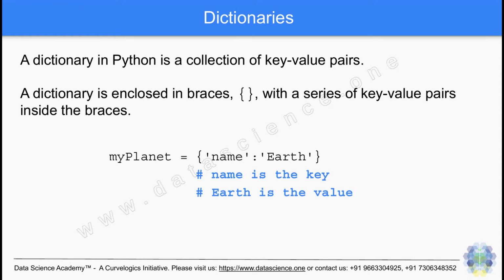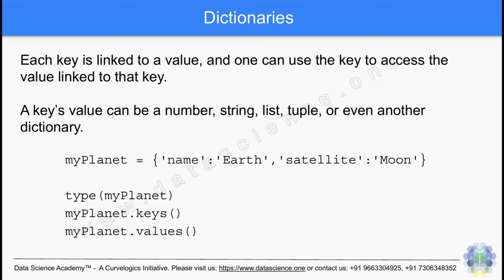A dictionary in Python is a collection of key-value pairs. A dictionary is enclosed in braces with a series of key-value pairs inside the braces. Each key is linked to a value, and one can use the key to access the value linked to that key. A key's value can be a number, string, list, tuple, or even another dictionary.